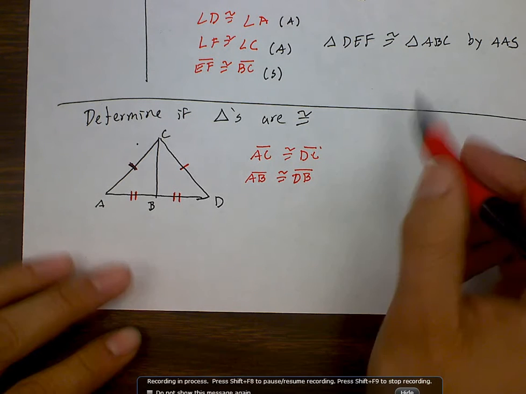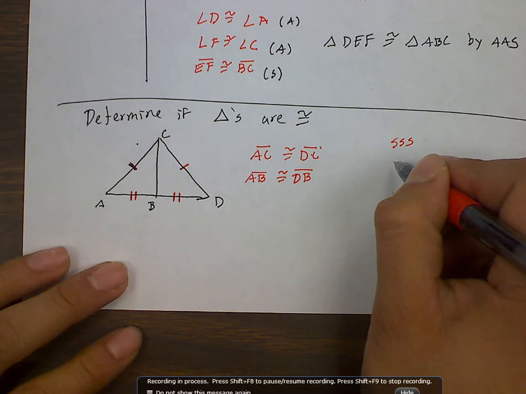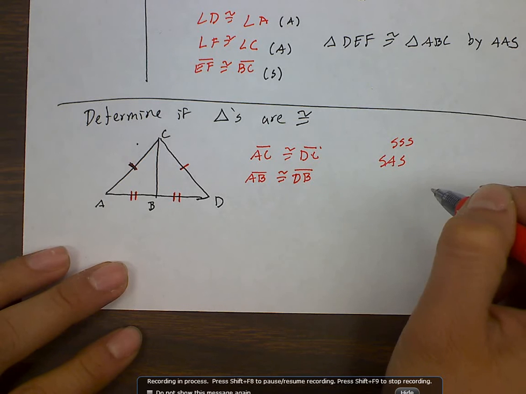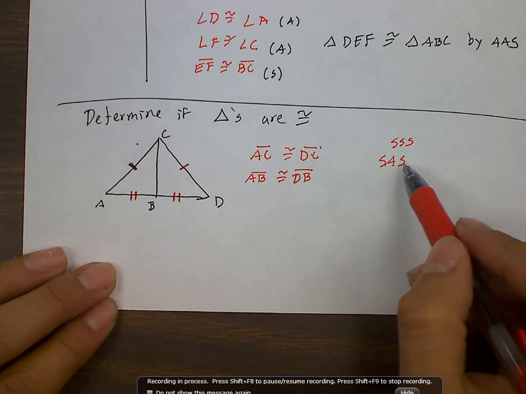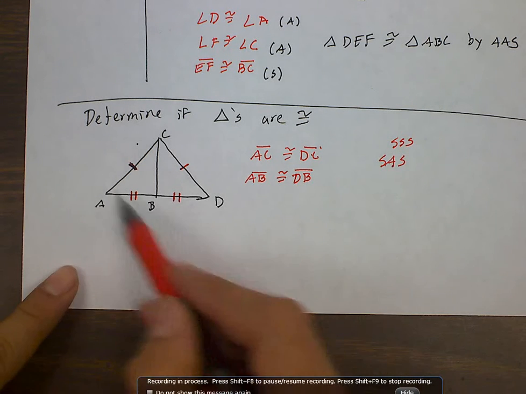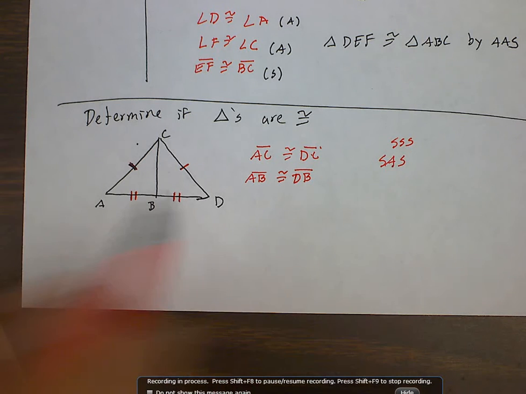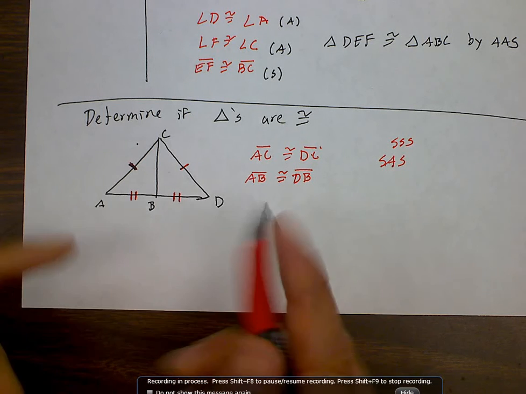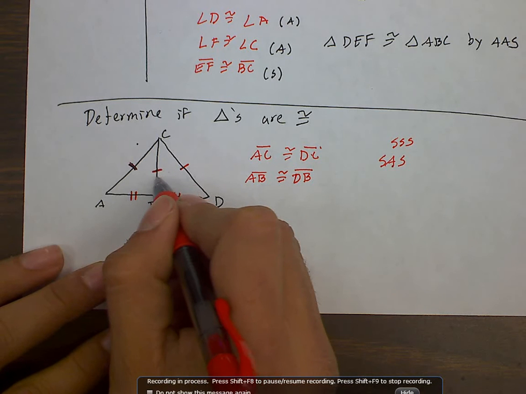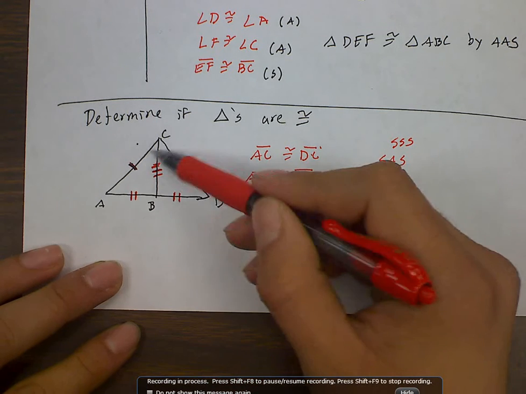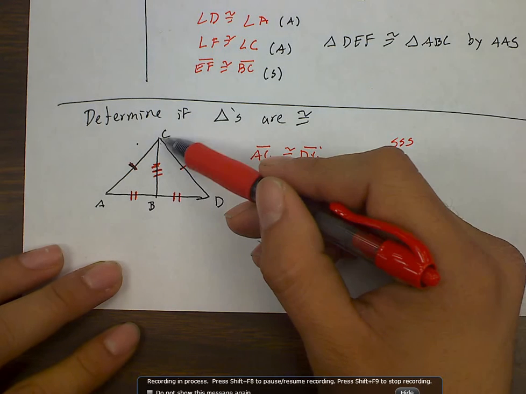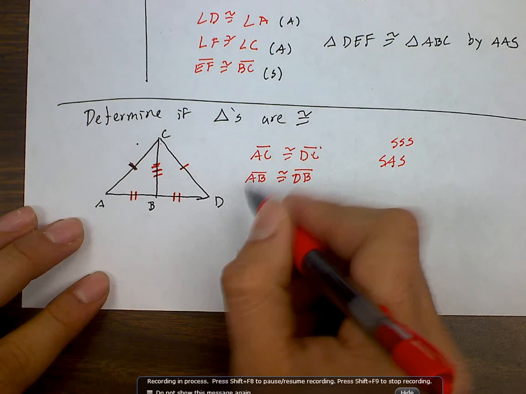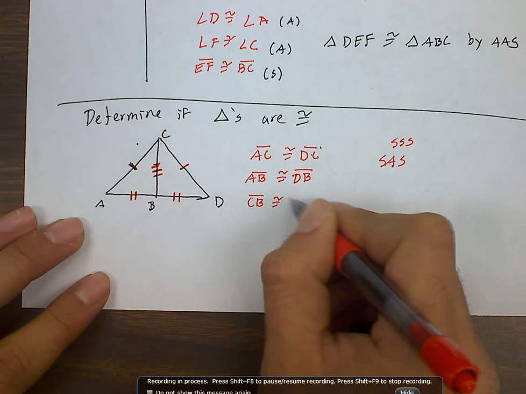So we have two sides. We can either go side, side, side, or side, angle, side. But we're missing either an angle or a side. Now, since none of the angles are labeled, we have to try to find a side that is congruent. And if you look at it closely, this segment CB is part of this triangle on the left, but it's also part of this triangle on the right. Therefore, CB is congruent to itself, and that is called the reflexive property.